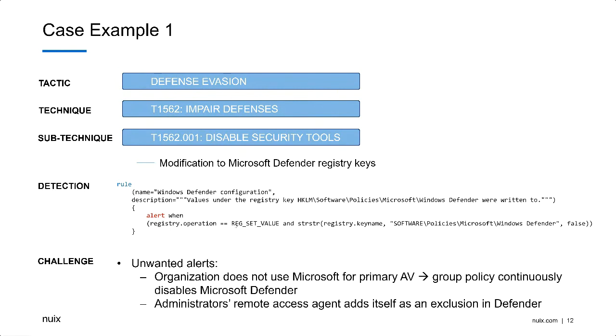So in this case with Defender, we have a situation where because the customer organization wasn't using Microsoft as its primary antivirus product, they were, by group policy, continuously disabling Defender. And then separately, they have a remote access agent that administrators use on certain computers, not all. But when it's installed, it adds itself as an exclusion in Defender because it doesn't want Defender to consider it malware. Okay, so what do we do about this? We don't want alerts from these things. These are legitimate authorized behaviors.